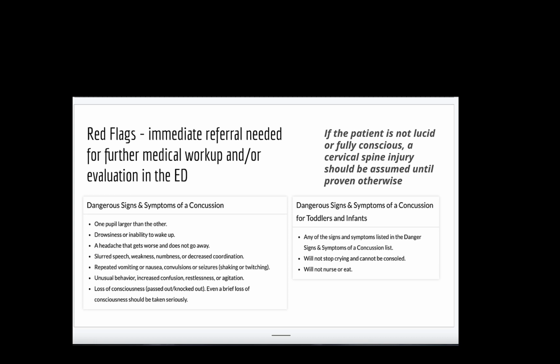The other thing to keep in mind is that if the individual who's had the concussion has lost consciousness, it's really important that you assume a cervical spine injury is present until proven otherwise. So until they become more alert and able to answer questions, and you can start working through the process of ruling out a cervical spine injury, assume it's there and stabilize the head so that you don't create a spinal cord injury at the cervical spine region as well.